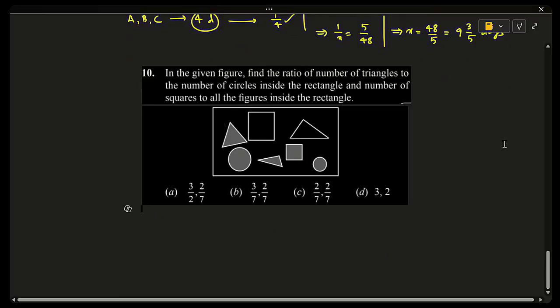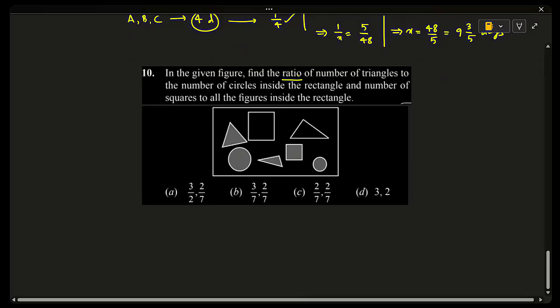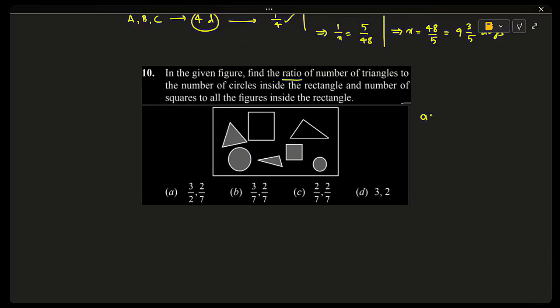Yes, 10th question. In the given figure, find the ratio of number of triangles to the number of circles inside the rectangle and number of squares to all the figures inside the rectangle. They said in the question ratio, but in the options they give fraction. So we know every ratio can be converted into fraction. That means A is to B, we can always write it as A by B. So first, find the ratio of number of triangles to the number of circles.